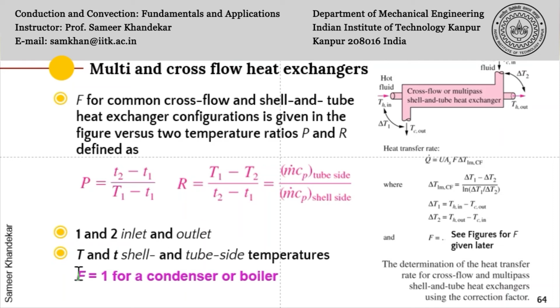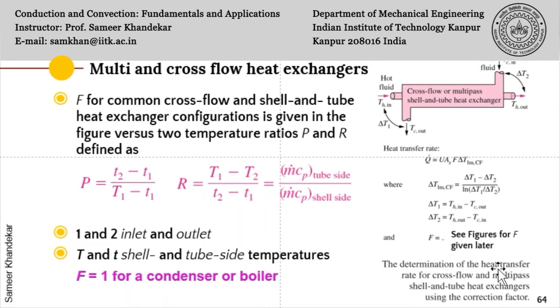Also remember, for all condensers and boilers, because there is no delta T for the hot fluid or the cold fluid, depending on whether it is a condenser or a boiler, F has to be taken as 1. For all other heat exchangers which are based only on sensible heat transfer, you will use the charts. Otherwise, if one of the fluids is going through a phase change process, that is condensing or boiling, then F can be directly taken as 1.